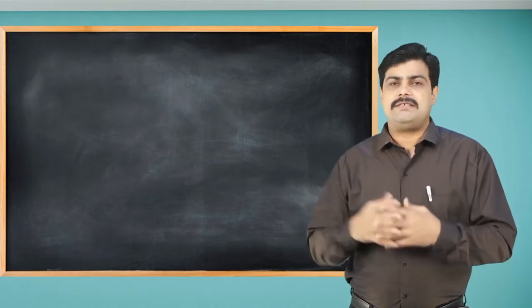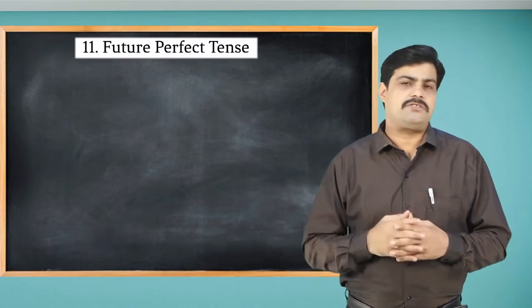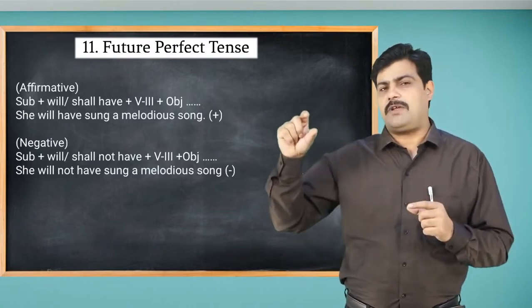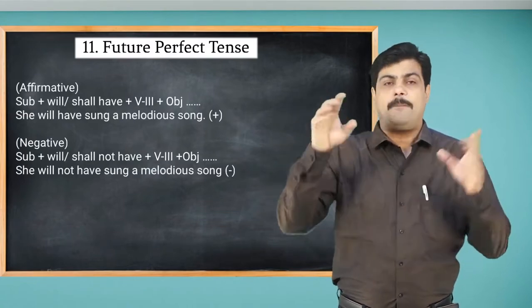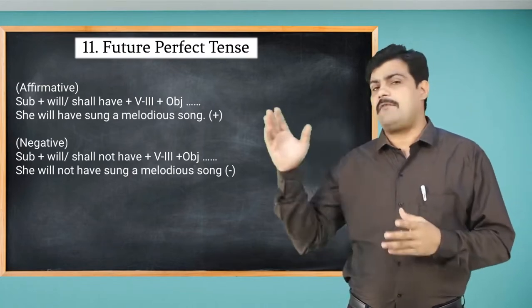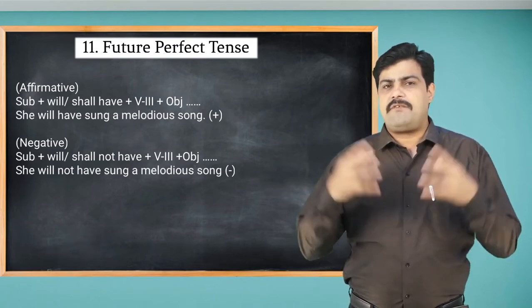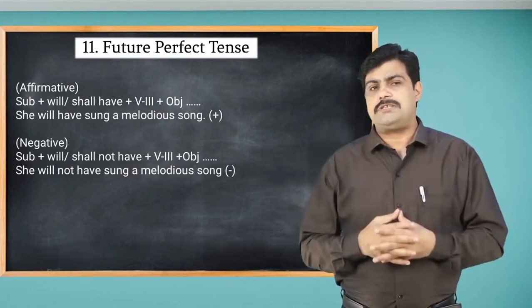Let's take another tense, that is future perfect tense. You see the structure of the tense on the screen. Subject plus will or shall plus have plus third form of the verb plus object. This is the affirmative structure. Let's take the sentence: She will have sung a melodious song.